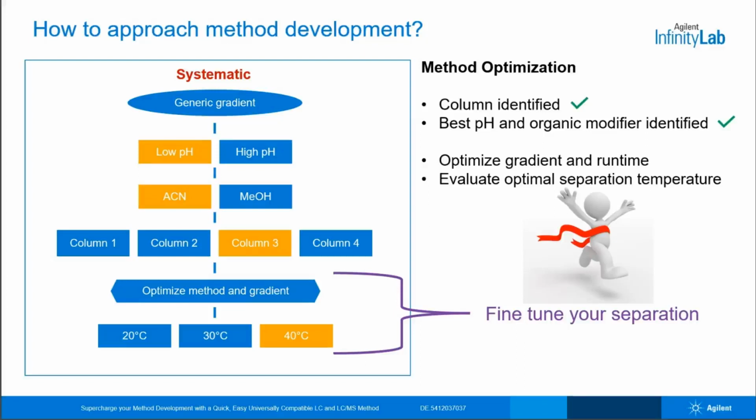Faster runtimes mean you can get your analysis done faster and move on to other interests. You may also take a look at your separation at different temperatures to see if you can fine-tune the separation and resolution even more. Overall, you can be confident you've developed your method quickly and in a thoughtful way to improve your chances for a more robust, reliable method.